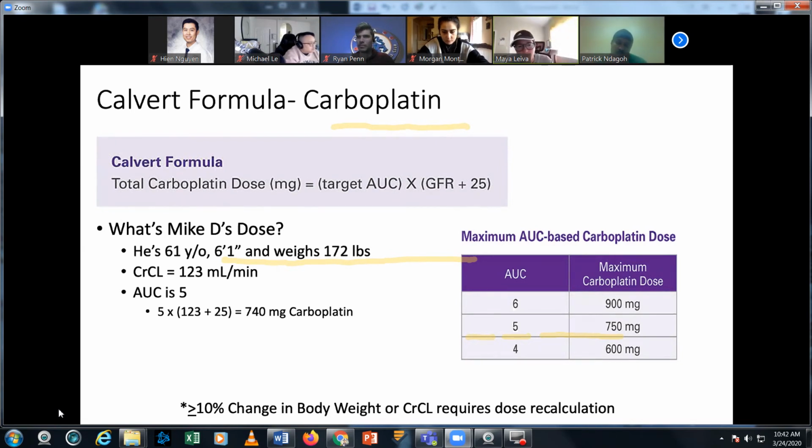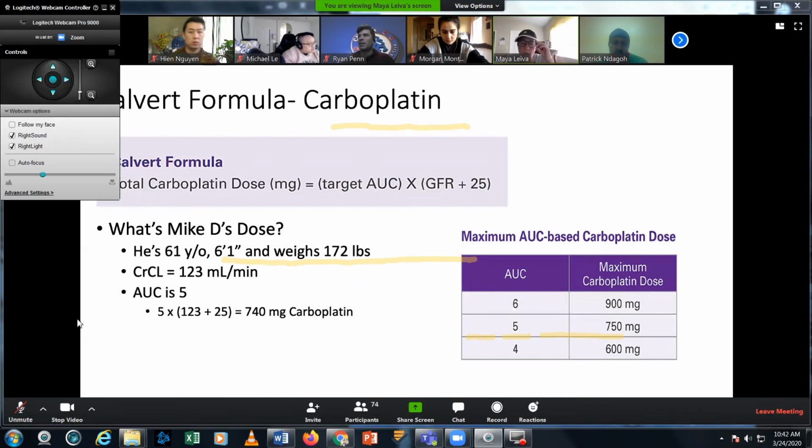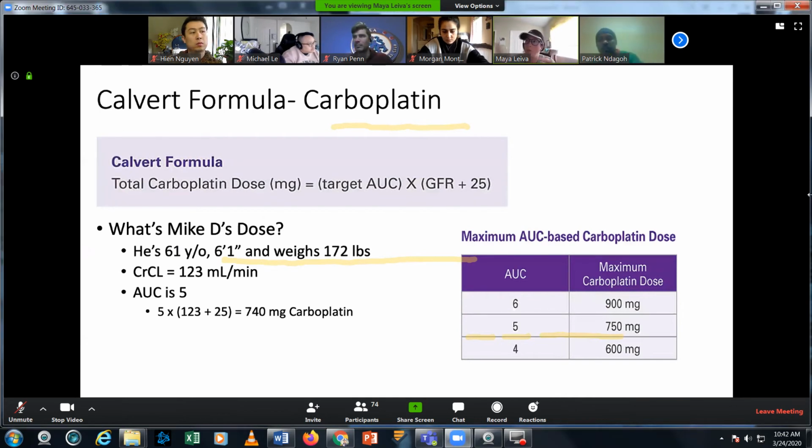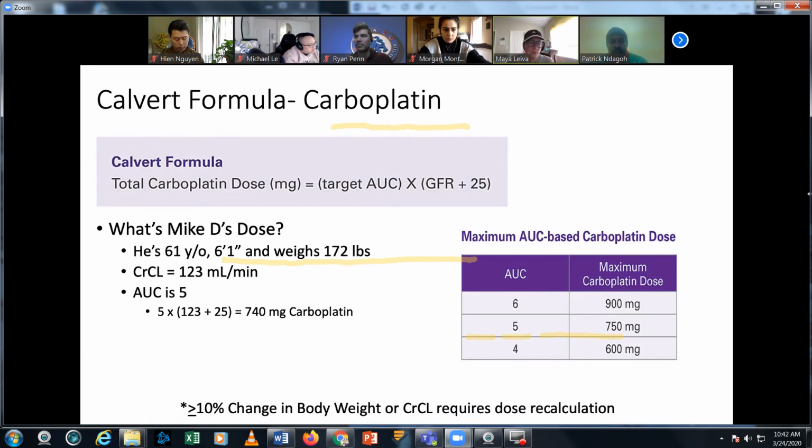So what I did was I just put this here because it's an easy reference so that I know, let's say, for example, I've got a patient and I'm just really quickly checking chemotherapy, and I don't necessarily want to go through multiple rounds of all the different math, I can at least do a gut check of, okay, is this AUC reasonable, because these are the max carbo doses for each of those AUCs. Does that make sense? Okay, yeah.